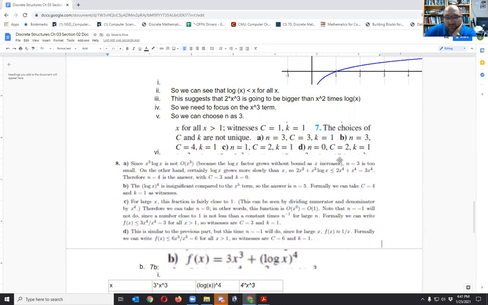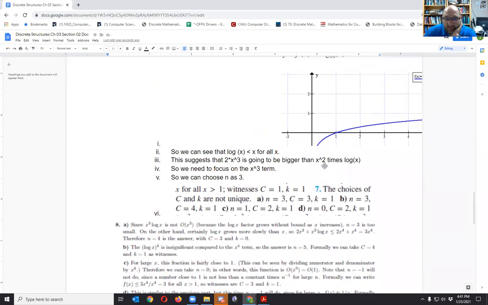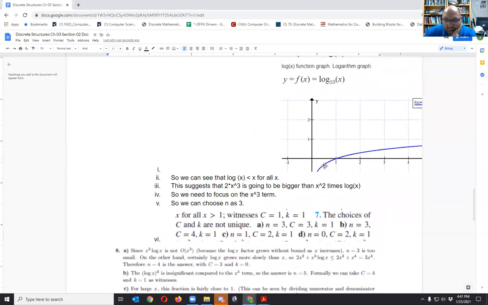All right, so the question on part A: because the log of x grows without bound, n equals 3 is too small. On the other hand, certainly log of x grows more slowly than x, so 2x squared plus x cubed log of x is less than 2 of x to the fourth, therefore n is going to be equal to 4.